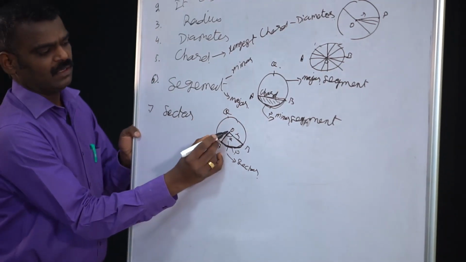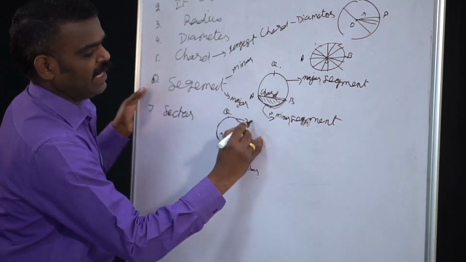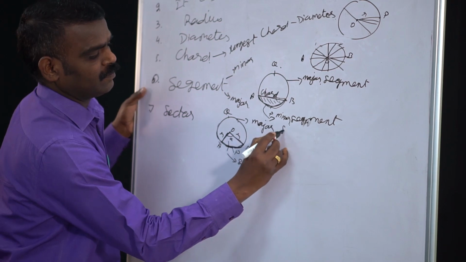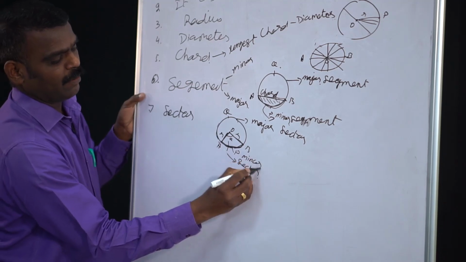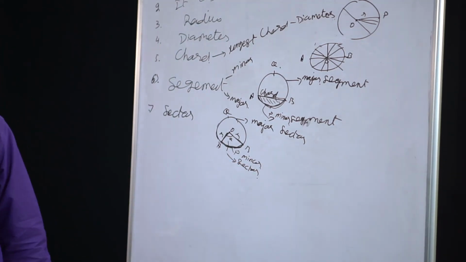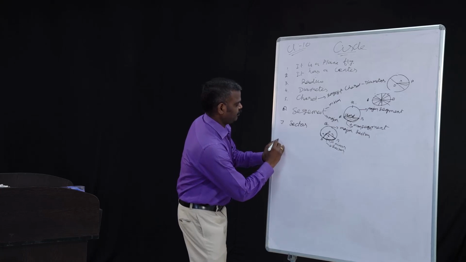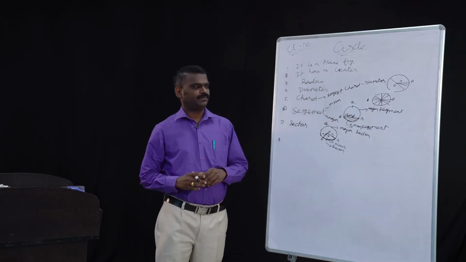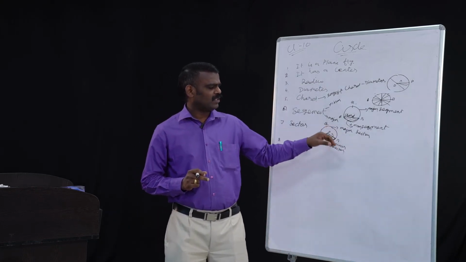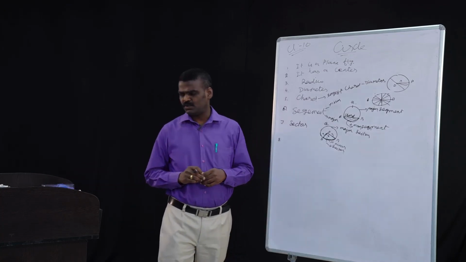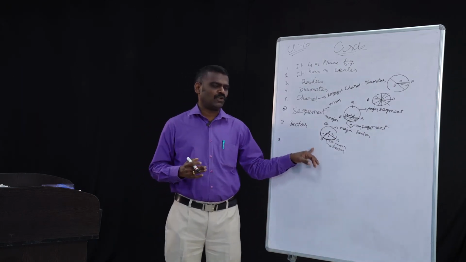What about this one again? This one also has two radii and an arc, right? Since it is a major arc, it is called major sector. It is a smaller arc, so it is called which one? Minor sector. So, sector clear? Segment and sector clear? Next. Here also you can use a formula to find the area of the sector, but right now I am not going to explain it to you. Later when we solve exercises, we will use it.